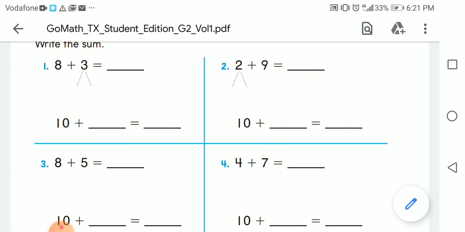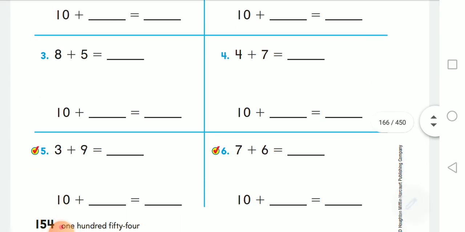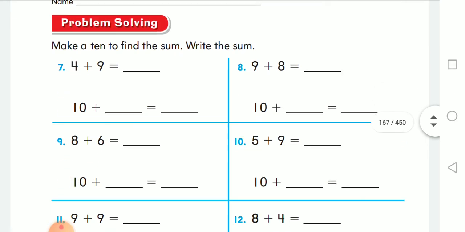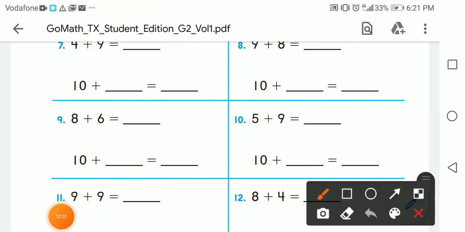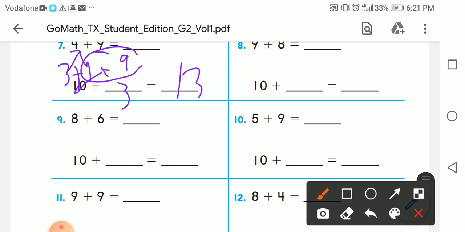Okay, guys, another one. We have here, make a 10 to find the sum. How can I make a 10 here from 9 and 4? I will take from 4 just 1. 4 equals 3 plus 1, and plus 9. 9 plus 1 gives me 10. Plus 3 gives me 13.